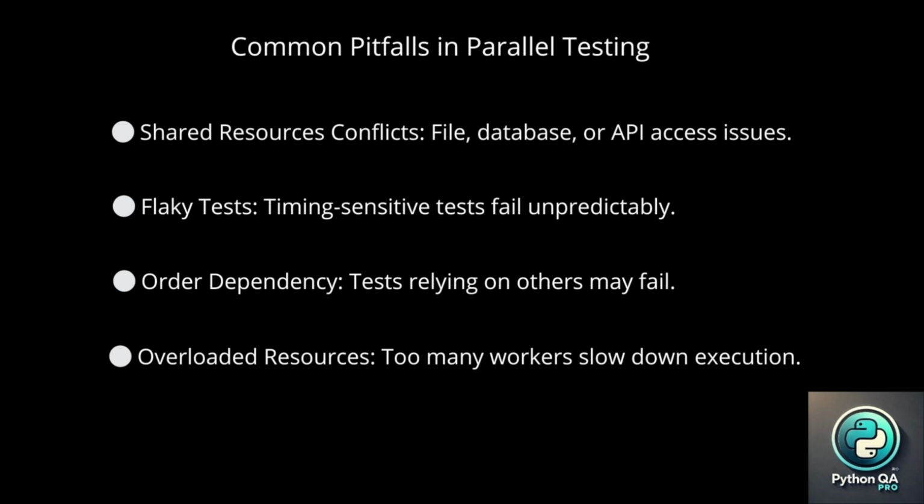Another common problem is flaky tests. These are timing-sensitive tests, such as UI interactions, that may fail due to unpredictable timing issues. Proper synchronization and retry mechanisms can help mitigate this. Order dependency is another pitfall. Tests that rely on the execution of others might fail if run in a different order. It's crucial to ensure all tests are independent. Lastly, running too many workers can overload system resources, leading to slower execution or even crashes. It's essential to find the right balance for your environment.